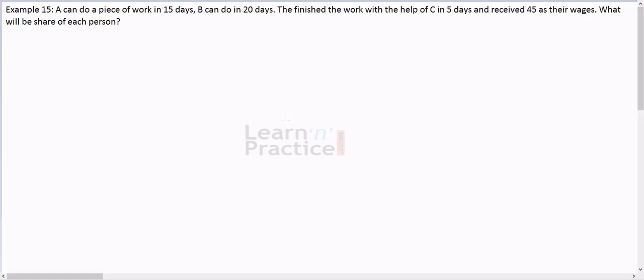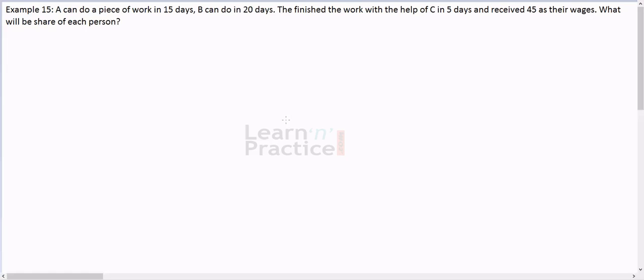So if you see, A can do a work in 15 days. So in 1 day he can do 1 by 15 amount of work. Similarly, B can do 1 by 20 amount of work in 1 day. And A, B and C, all three, are working for 5 days. Right? So let's calculate the efficiency of C. The efficiency of A and B is already given, but we have to calculate the efficiency of C. And then we can take the ratio, and in that ratio we can divide the 45 to get the answer.